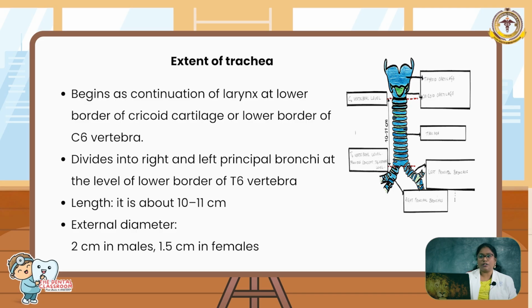It begins as a continuation of the larynx at the lower border of the cricoid cartilage, or the lower border of the C6 vertebra. It is divided into right and left principal bronchi at the level of the lower border of the T6 vertebra. The length is about 10 to 11 cm. External diameter in male is 2 cm and in female 1.5 cm.